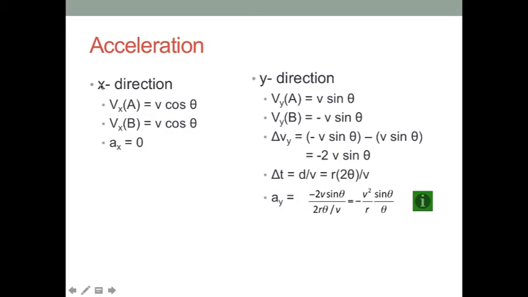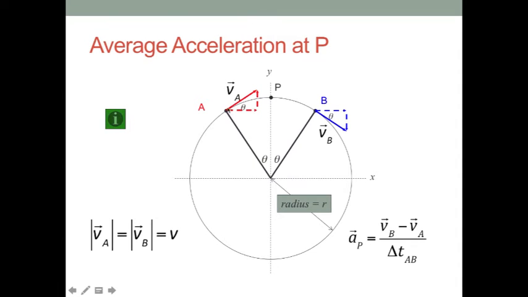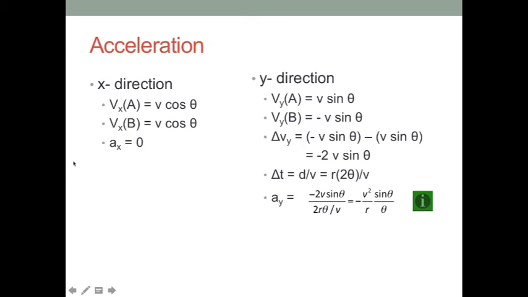So the first thing we're going to look at is the x component of the acceleration, and that'll be the change in the x components divided by the time. However, notice the x component at A is just v times the cosine of theta. The x component at B is just v times the cosine of theta. And in the x direction, the velocity doesn't change. It's going to the right at A, it's going to the right at B, and at the same rate. So the acceleration in the x direction will be 0. There is neither a change in direction nor a change in magnitude.